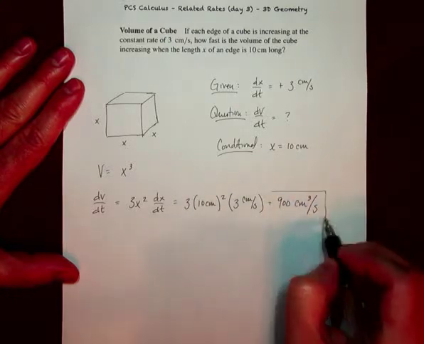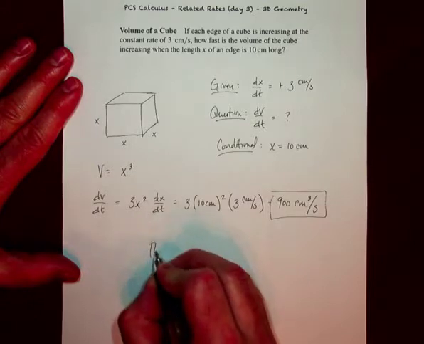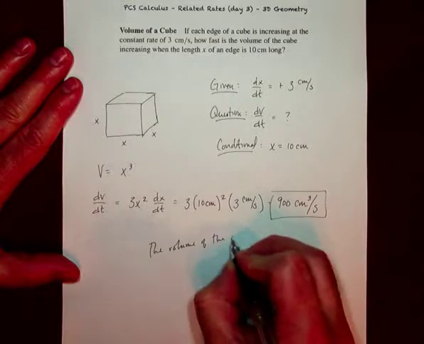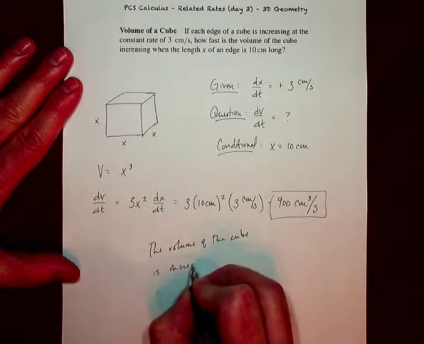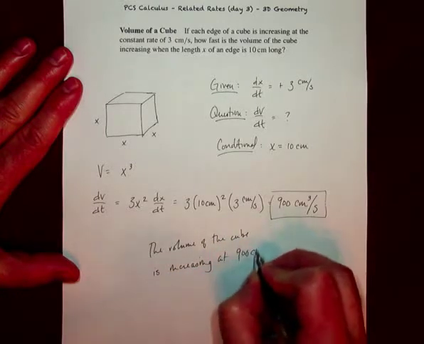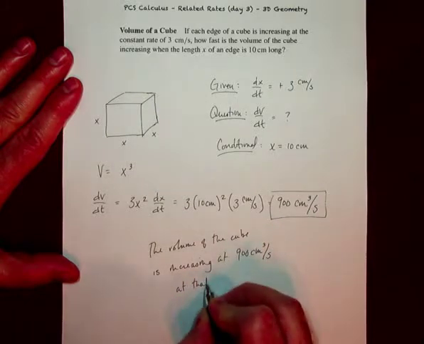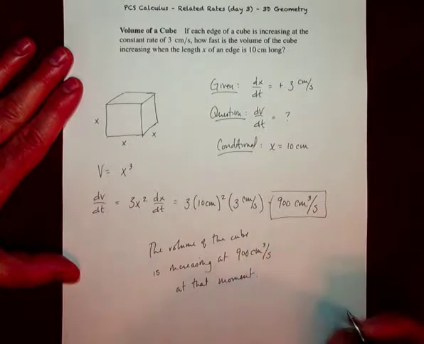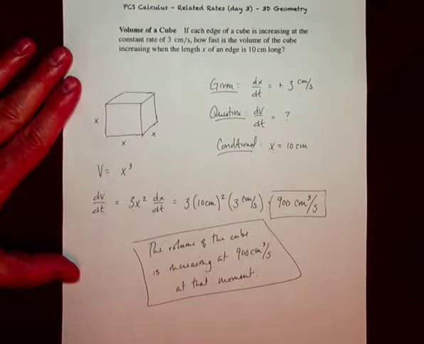Okay, and then you would just write me a nice little sentence. It basically says the volume of the cube is increasing at 900 centimeters cubed per second at that moment, or when x is 10 centimeters long. So there you go. Ta-da!